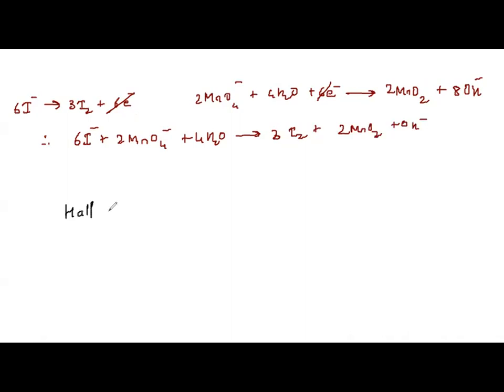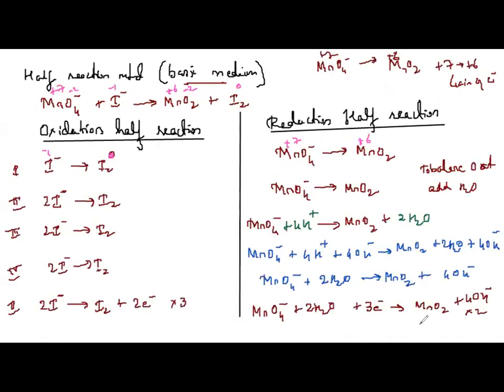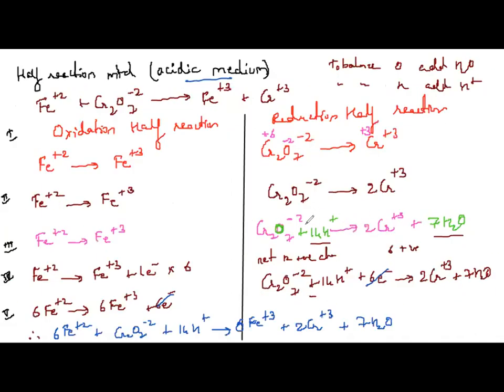In case of half reaction method, if it is acidic medium, what we will do? Just we will balance the oxygens by writing equal number of water molecules on the left side. So 7 oxygens have to be balanced. We'll write 7 H2O. When hydrogen has to be balanced, we will write the required number of hydrogens as H plus on the other side of the reaction. This is in acidic medium.